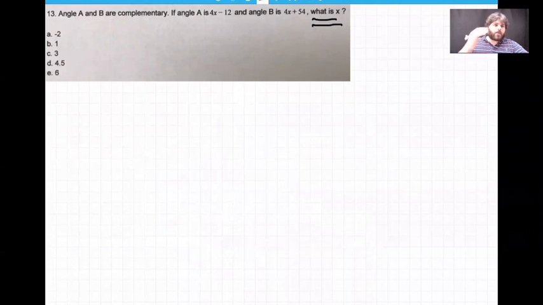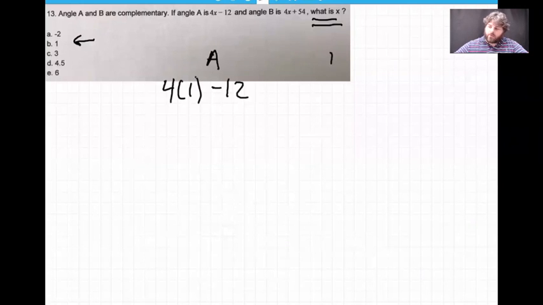So these are in order from smallest to largest, right? You see how it's -2, 1, 3, 4.5, and 6. All our answer choices are in order from smallest to largest. So let's try the B strategy. We're going to guess B and see if it works. So if x was 1, then we would have 4 times 1 minus 12, that's A. And for B, we would have 4 times 1 plus 54.